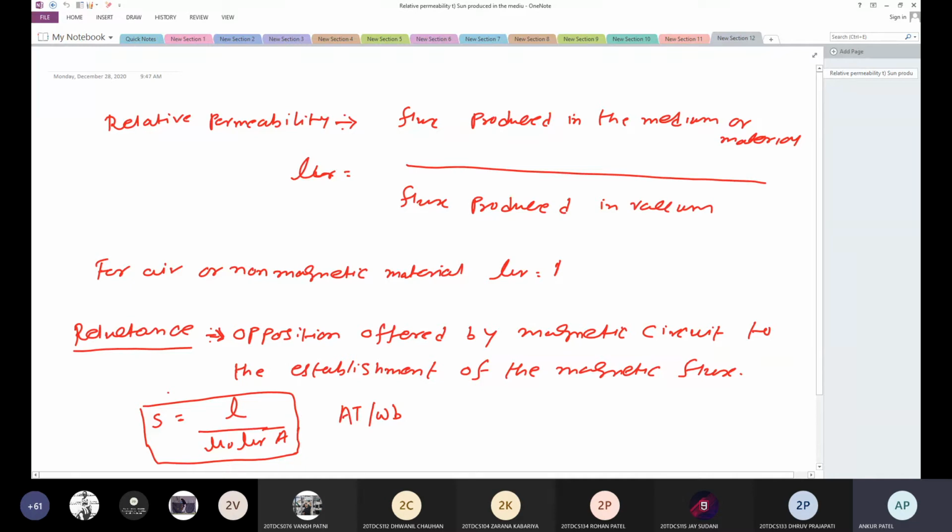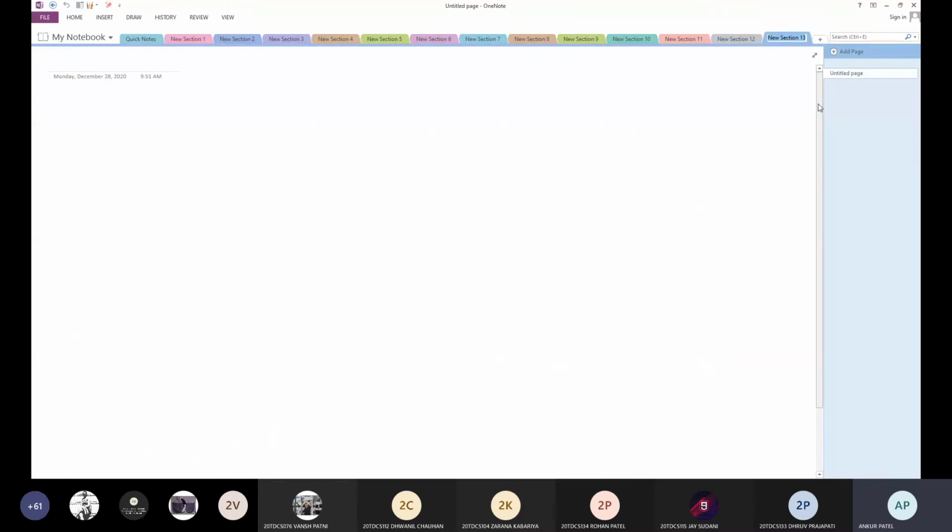Now permeance, you need to remember all these terms, so that will be helpful for understanding the remaining contents, and that will be helpful in solving numericals. By knowing these terms, relations, and units, you will get the correct answer while solving numericals.